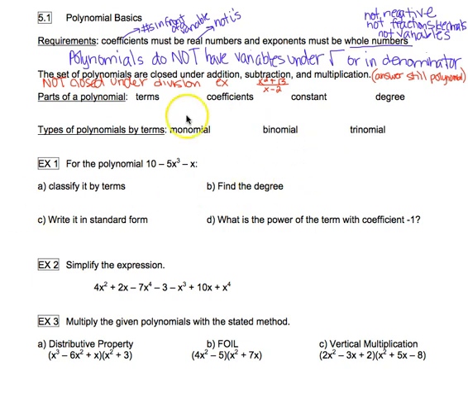Parts of a polynomial. So we have terms, which are the parts separated by addition or subtraction. Coefficients, I already defined up here, so I'm just going to draw an arrow there. Those are the numbers in front of the variable. Constant is the plain number, no variable on it. Degree of a polynomial is the highest exponent that appears.